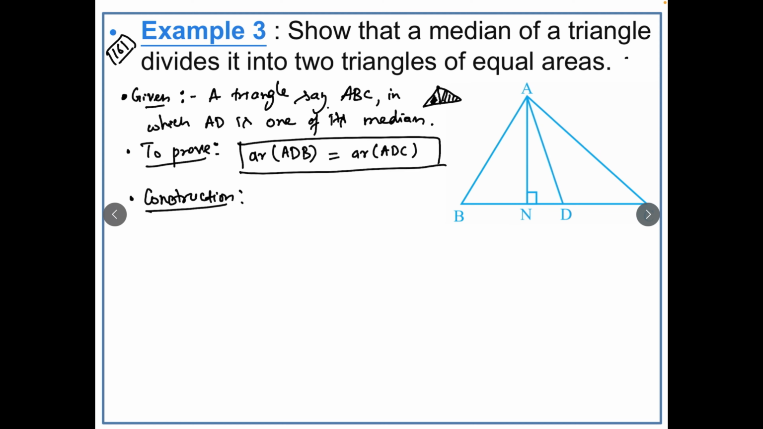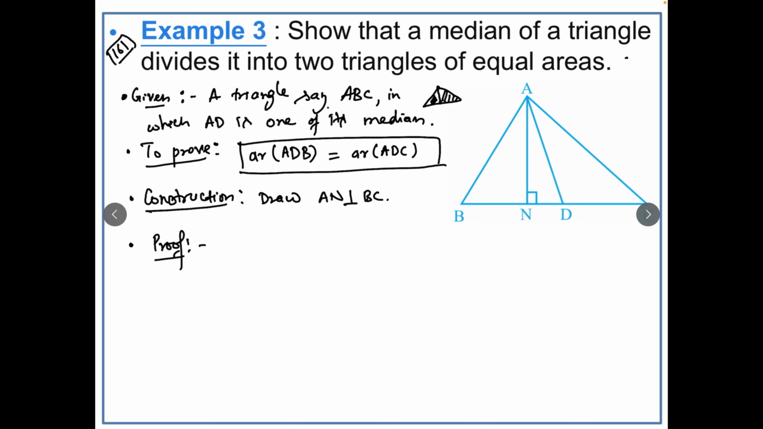So the construction is, we will draw an altitude, or you can say perpendicular, AN, which is falling on the side BC. Okay, so construction is draw AN perpendicular on BC. Okay, now let's start its proof. Proof here is, what we are going to do is, we'll take both the triangles and we'll find their area by using the formula half into base into altitude.